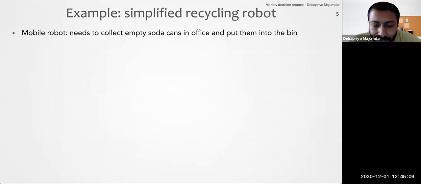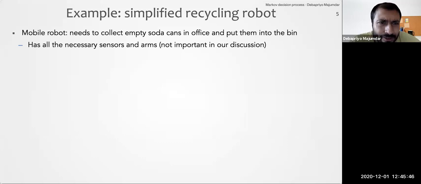So it's similar. What is this mobile robot trying to do? It needs to collect empty soda cans in an office and put them into the bin. Suppose, I mean, any empty soda can or paper cups, coffee cups, or whatever. In an office, people drink soda and then just keep the can on the desk maybe, or bring it to a table. Essentially, the job of the robot is to collect them and put them into the right recycling bin.